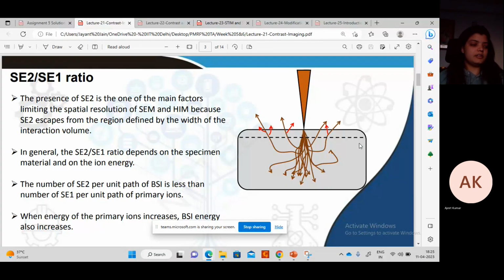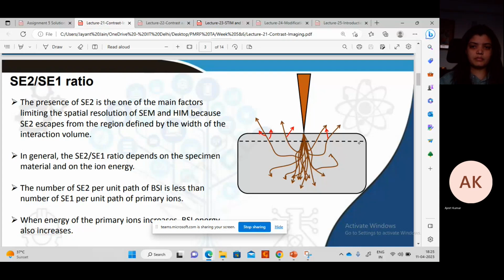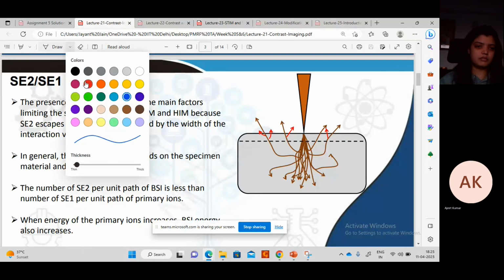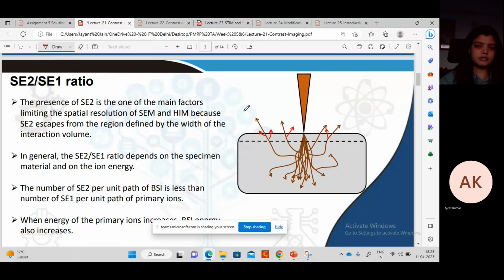In this, sir was telling about SE2 and SE1. You do remember this one, right? This is a week 5 class. This is about scanning ion microscopy. And then he was trying to tell in this part, when ions fall on the sample, as we all know, as soon as the ion beam falls on the sample, first whatever we will get is secondary electron one, right?